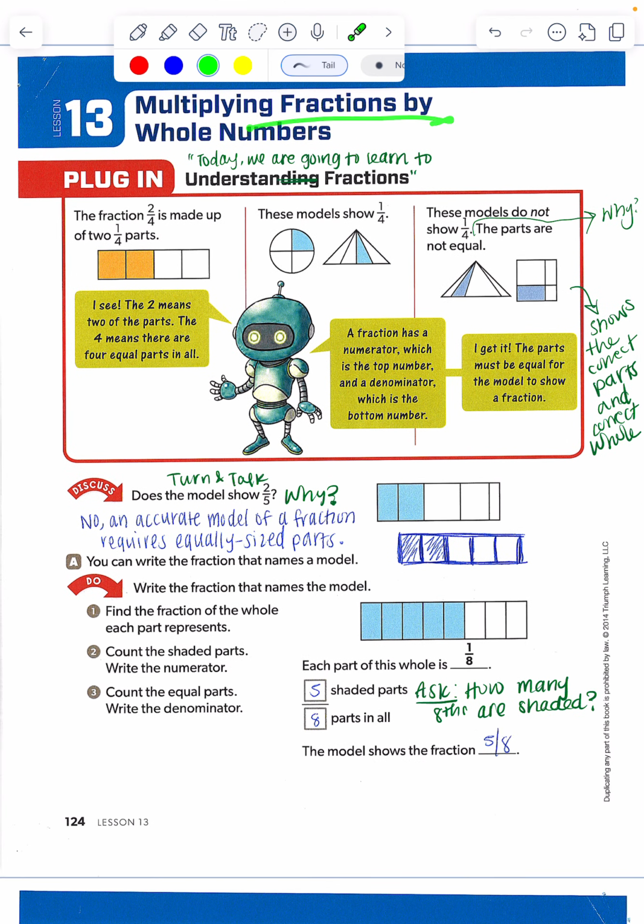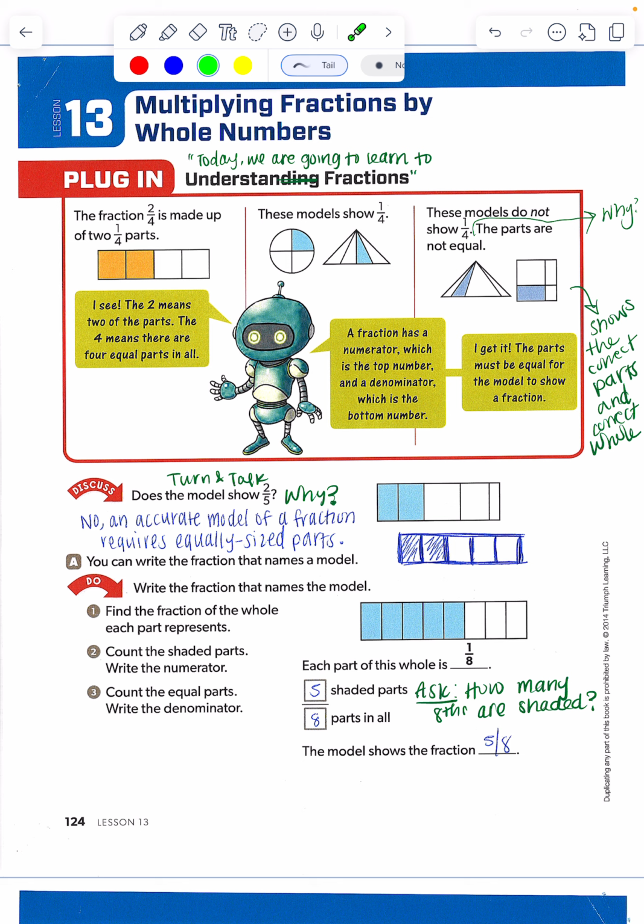Once we introduce the objective, we are going to jump right in to a 1-minute turn and talk because this question is going to get students very engaged. So, does the model to the right show 2 fifths? Turn and talk to your buddy, 1 minute, go.